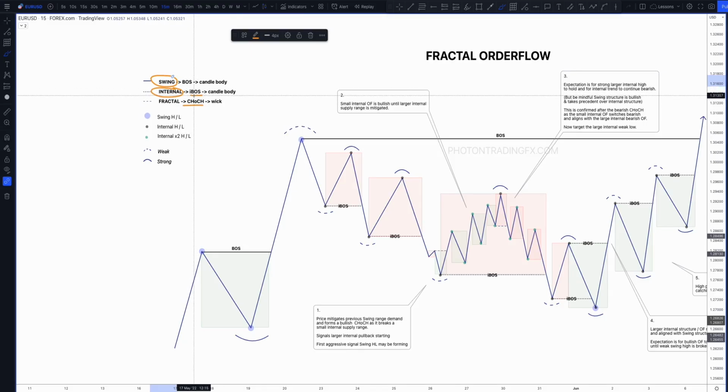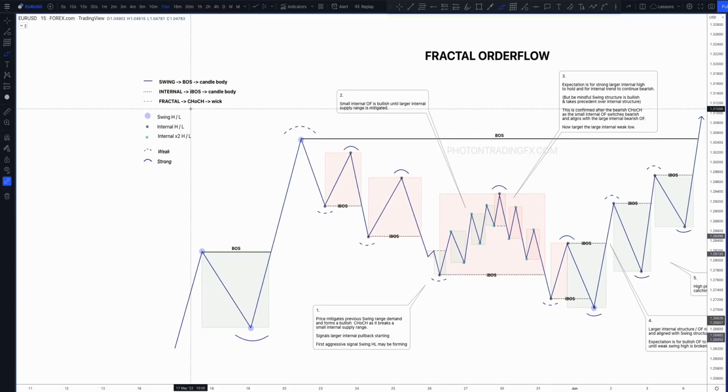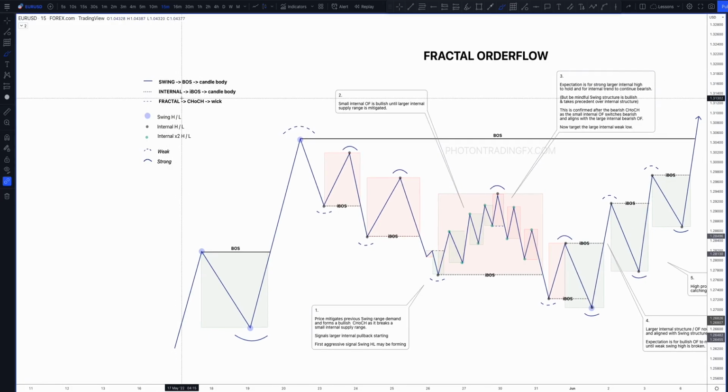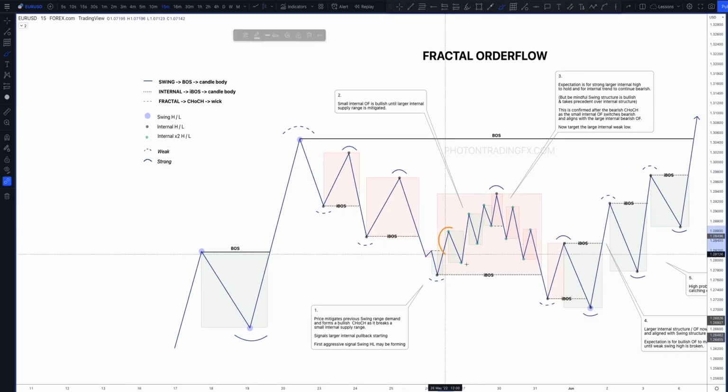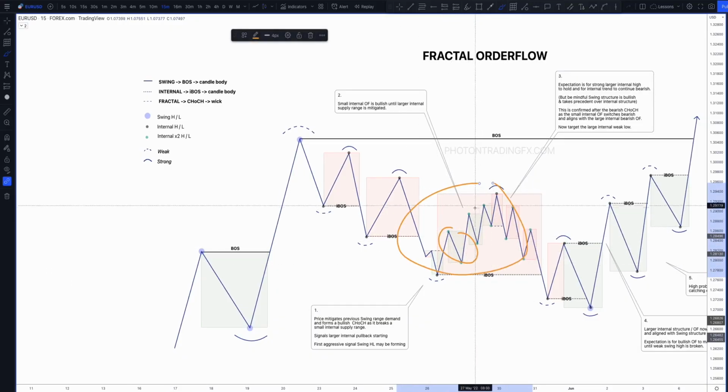Likewise, if you have a smaller IBOS, that will signal a larger internal pullback is starting or ending, right? And then if you have the larger IBOS, that will then signal the swing, right? You have to think about it as layers on an onion or a cake. The chalk will signal the internal pullback, the IBOS will signal the swing pullback. But obviously you've got smaller internal structure and then the larger internal structure, one signals the next one, and then the larger internal structure signals the swing structure, right?